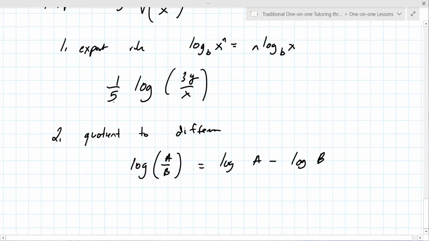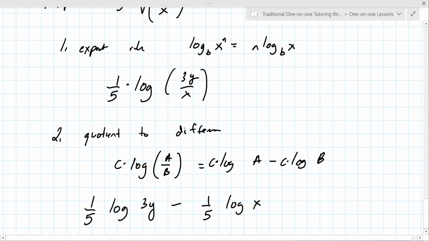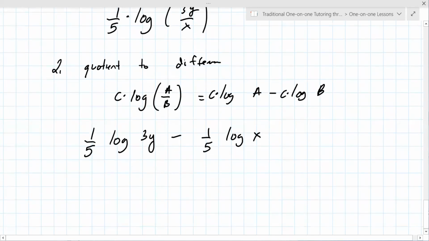So for your problem right here, it's 1/5 log 3y, because that's on top, minus 1/5 log of x. Now you may be asking, why is the 1/5 with both of them? There's really parentheses, and I just distributed to both. Oh, okay. So because it has to multiply both terms, if there's a constant out in front, it would be constant and then constant. Mhm.